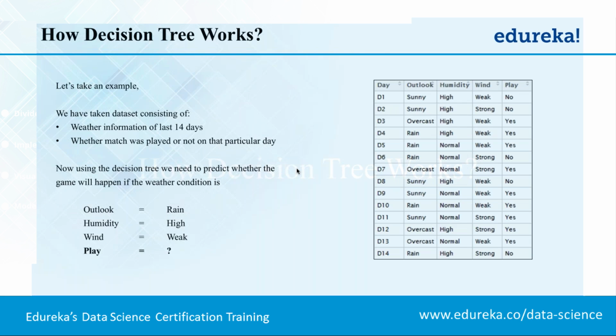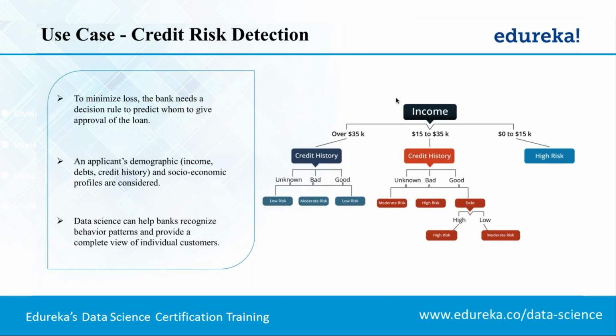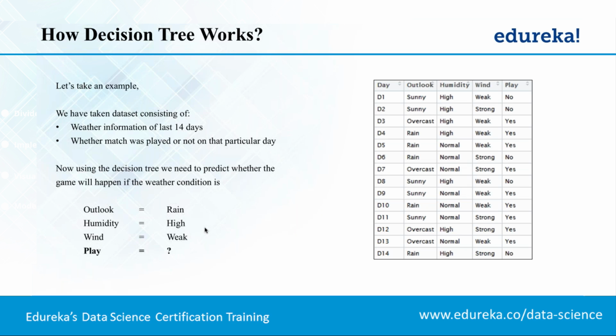If you look at our previous examples, how does it look? I'm going to check different properties, different features. First, I checked income here. Then I checked credit history. Then I checked whether the person has debt or not, right? These are all the different features. So similarly, in our data set, we have features like outlook, humidity, and wind.